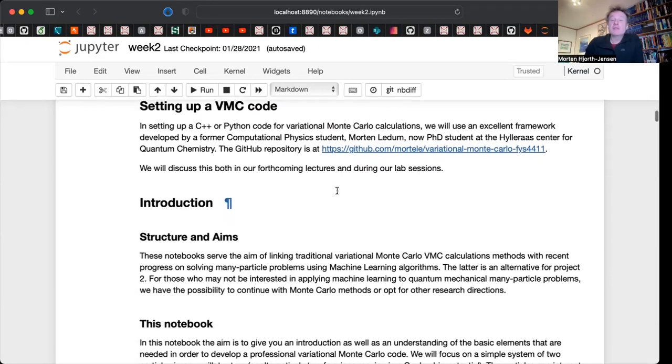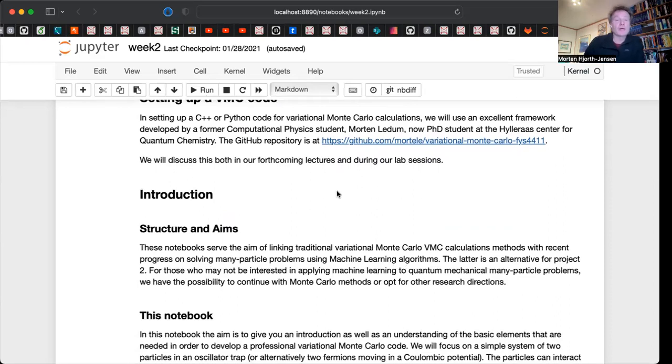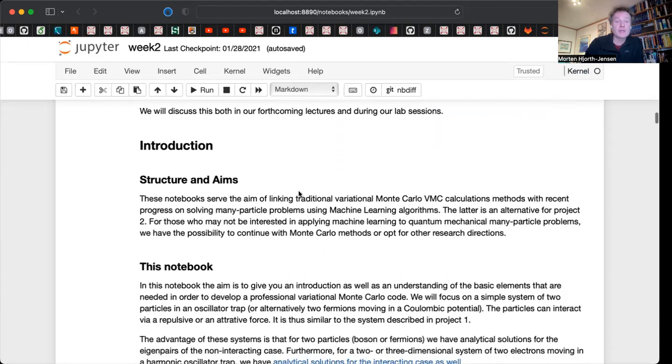The notebooks which you will see now, which define the lecture material for this week, aim to link traditional variational Monte Carlo methods with recent progress in solving many-body problems. Later, there's also an option for project 2 to link the Monte Carlo methods with recent advances in machine learning.